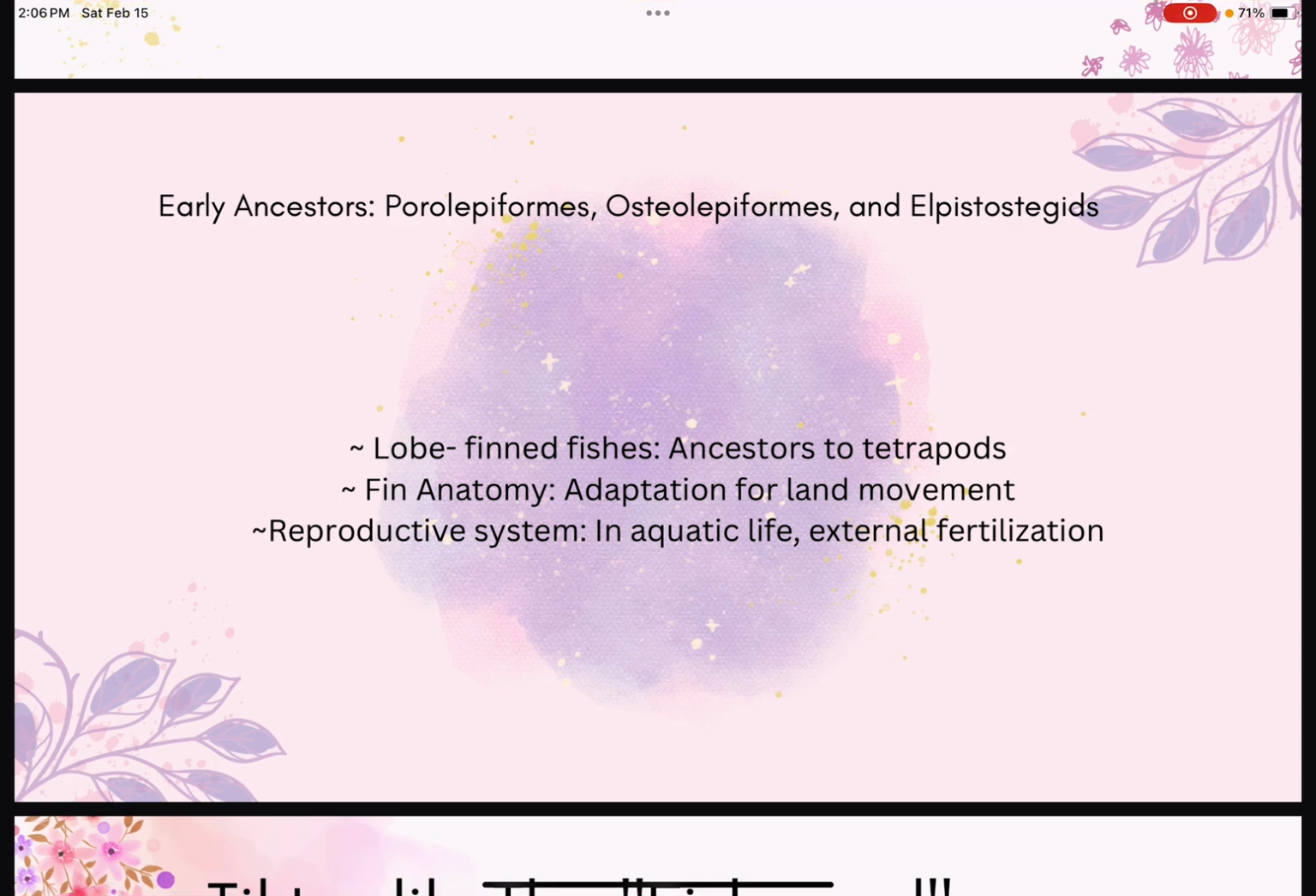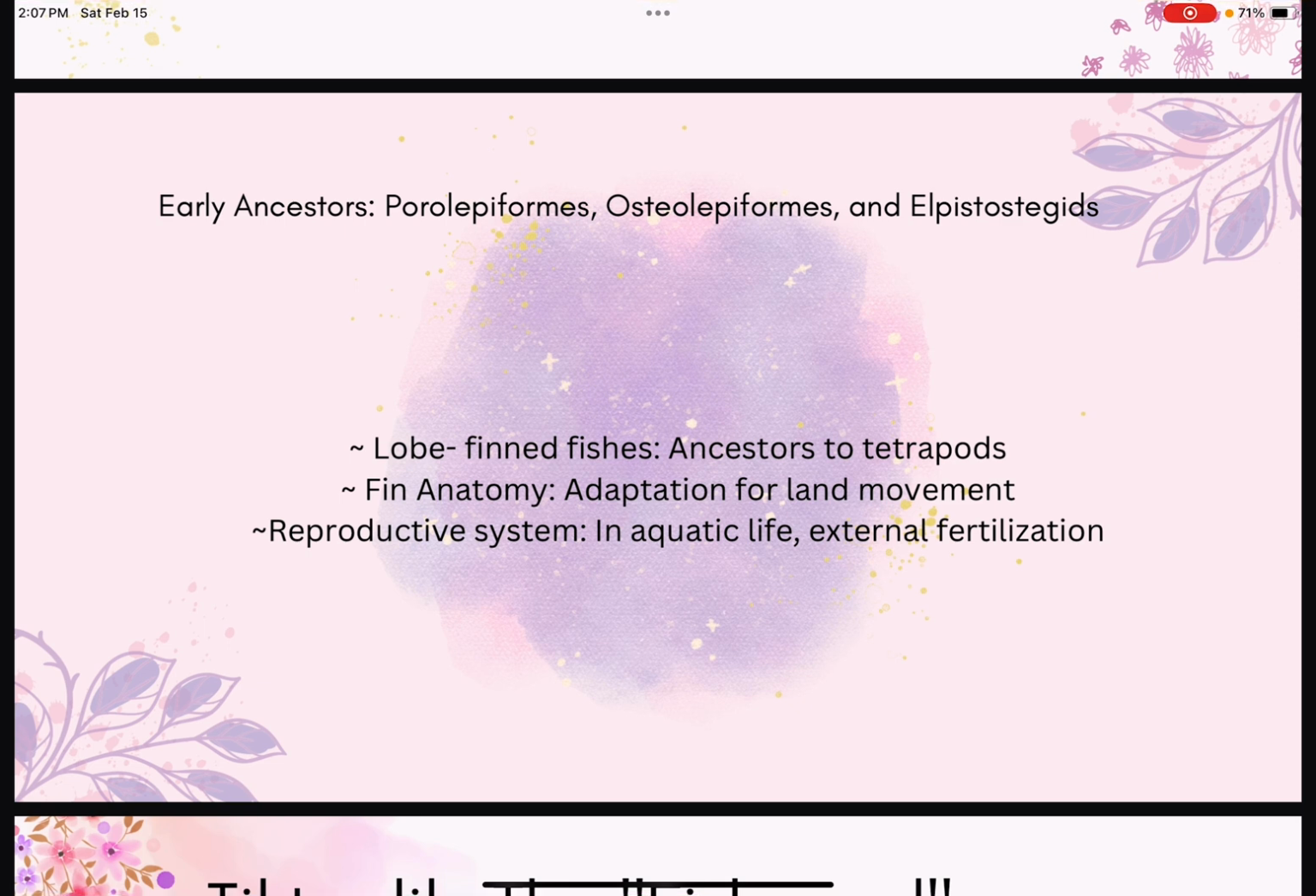These fishes had internal fertilization, and though their reproductive strategies were still largely aquatic-like, the development of robust fleshy fins in some species indicated potential pre-adaptations for land life movements and possibly for adapting reproductive systems to the terrestrial environment.